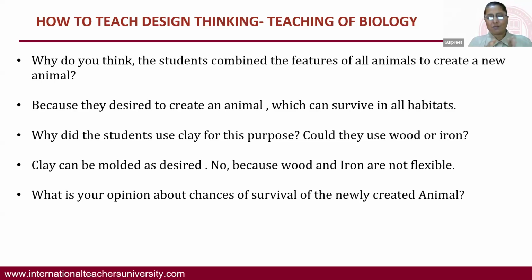Because it's a small class and the children want to design new animals which have all the features, they make a combination of all the features of the animals to create an ultimate animal which can most probably survive in all the environments, which is not yet possible.